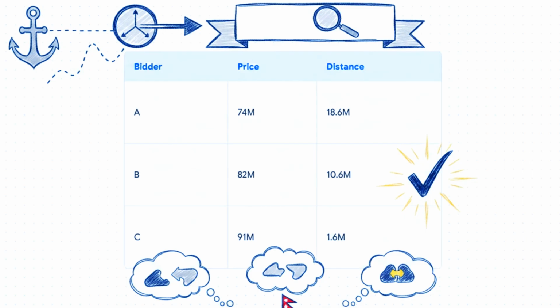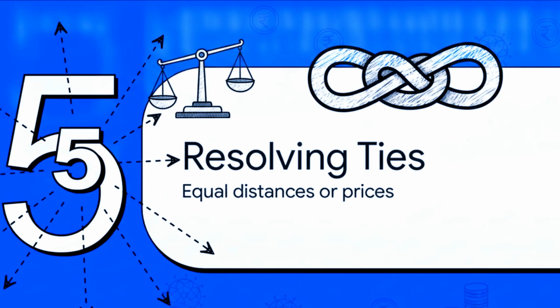As ITB 36.1 mandates, we must now calculate the absolute distance of each bid from that specific average. Bidder A is 18.60 million rupees away, bidder B is 10.60 million rupees away. But bidder C? They are only 1.60 million rupees away. Therefore, the bid with the smallest absolute distance to that average, in this case bidder C at 91 million rupees, becomes our selected winner. Which brings us to Section 5, Resolving Ties, Equal Distances, or Equal Prices.